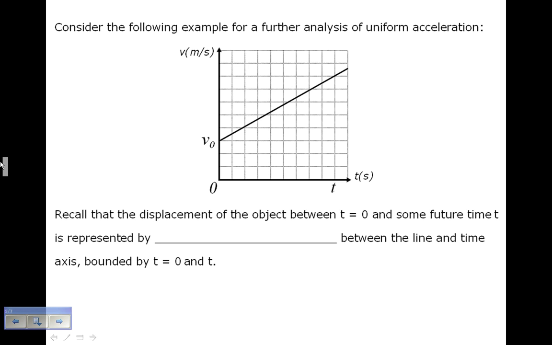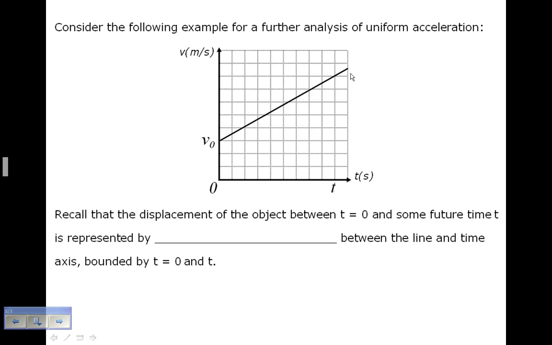Okay, so let's look at a slightly more complicated case where the initial velocity is not 0. So in this graph, notice that the graph does not start at 0. This would indicate that at time 0, the object is already moving. It has some positive velocity, which it will speed up from as time progresses.